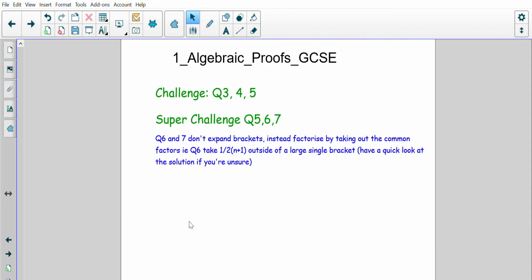Okay, so I'd like you to pause the video now and have a go at some of these identity proofs. On the sheet, 1 Algebraic Proofs, GCSE, I either want you to do questions 3, 4 and 5, or 5, 6 and 7. Just have a look at this note here. If you're doing 6 and 7, it's actually easiest to factorise into a single bracket rather than expand everything out. If you're not sure, you can have a quick look at the solutions at the end of the document. So pause the video and do those now.